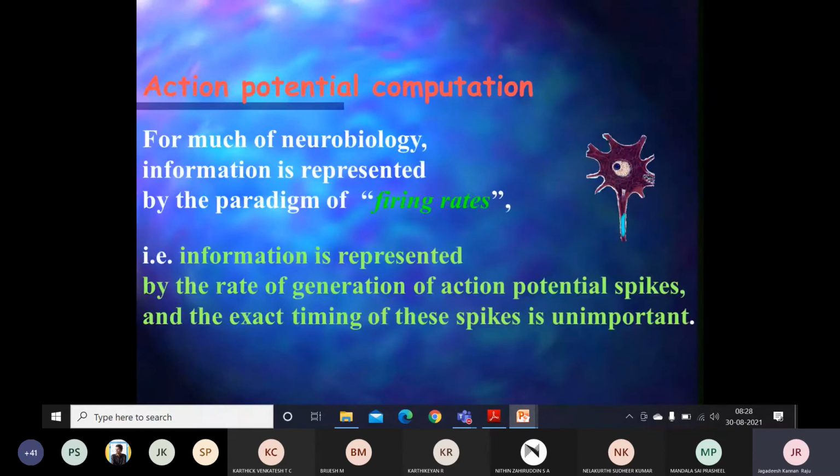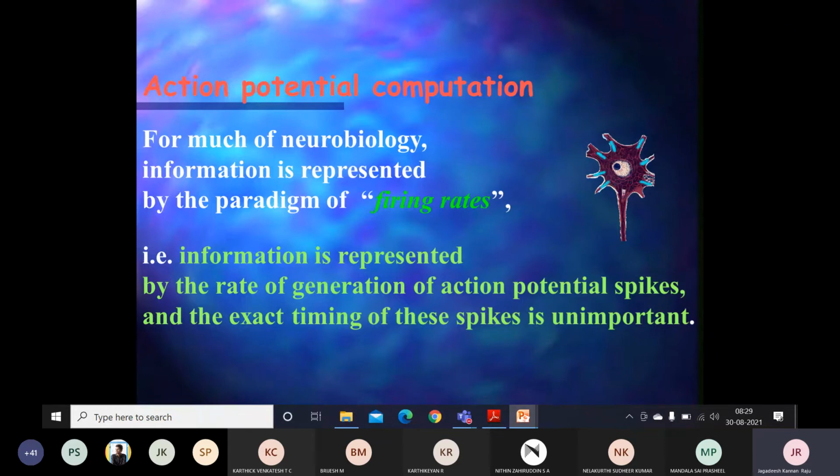Action potential computation: for any such neurobiological activity, the information is represented by the paradigm of firing rates. Firing rates, as we saw in the initial class, relate to whether a particular neuron or node in the artificial neural network is taking part in the firing process. If it has excitatory weight values, then it may take part in the firing process. If it has inhibitory weight values, it does not take part. That may be considered as an action potential computation. So the information is represented by the paradigm of firing rates.